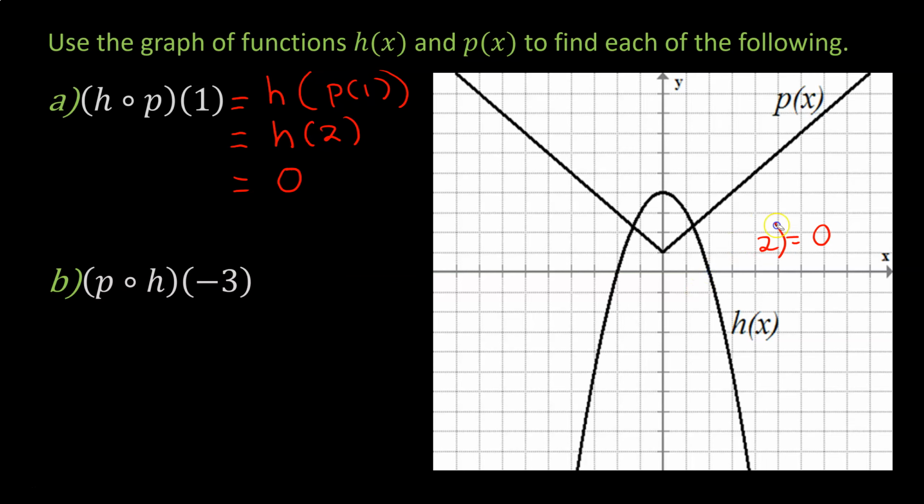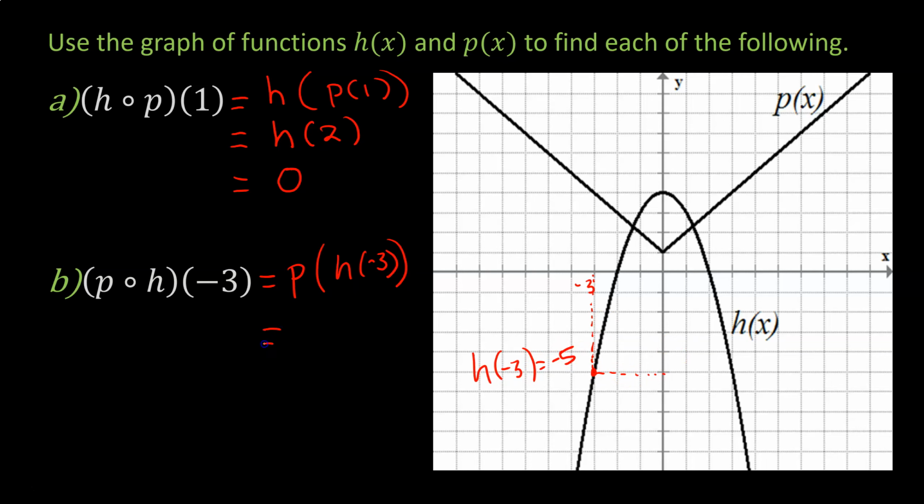All right. Next, if we were to ask for p of h of negative 3, that would be, by definition, p being the outside function, and the inside is h of negative 3. Okay, so first let's go look. Input is negative 3: 1, 2, 3, negative 3. We are first going to take a look at the function h to find out h of negative 3, and that is negative 5.